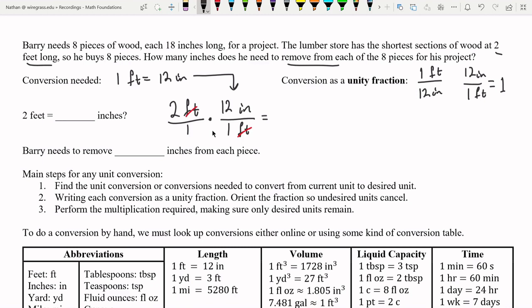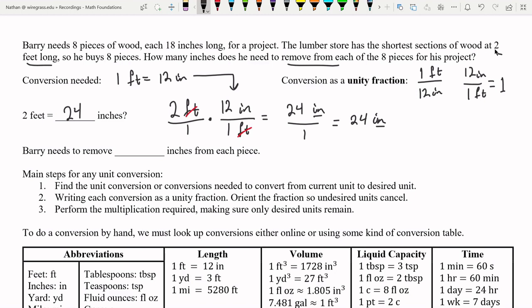So I'm going to go straight across the top. 2 times 12 is 24. And on top I only have inches. And on bottom I have 1 times 1 is 1, which is just going to be 24 inches. So 2 feet equals 24 inches. I multiplied by this specific unity fraction so that the units cancel and leave me with the unit that I desire, which is inches. And he wants 18 inches long for the project.